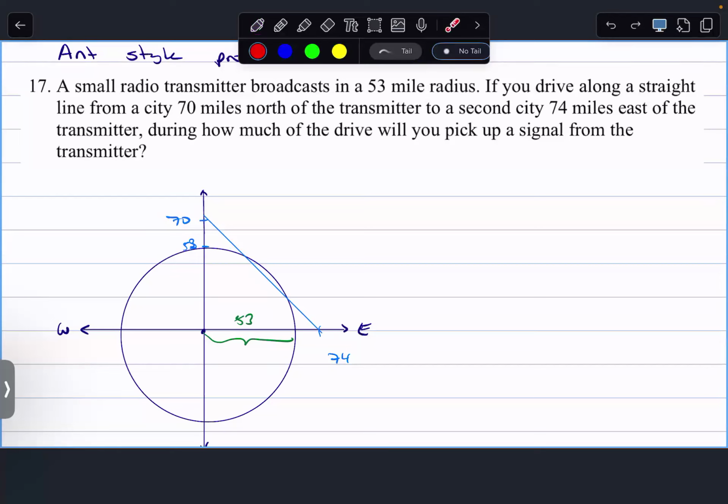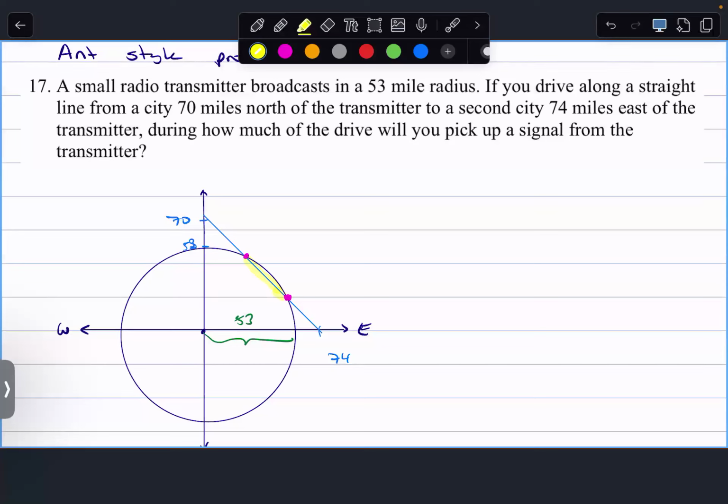How are you going to approach this problem? You draw it out, and then we want to figure out this distance, right? That's inside the circle, which is however long that ant has to hold its breath for. It's however long we have radio transmission. And so it's the same problem, and we want to find this distance. How are we going to do that?